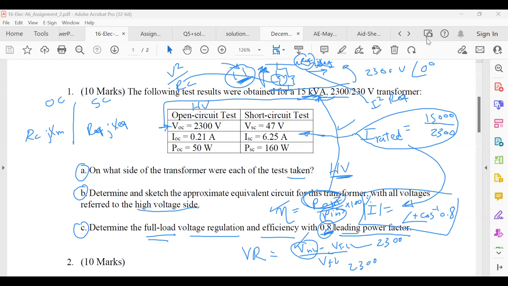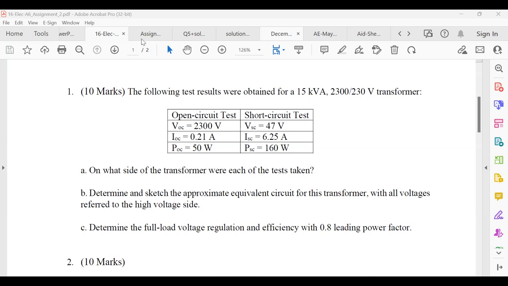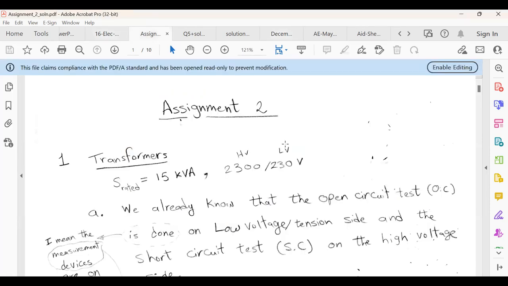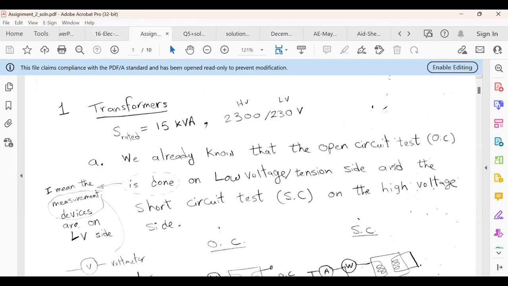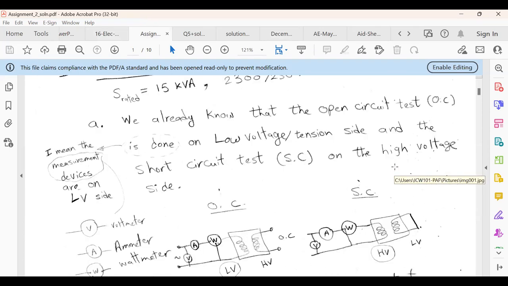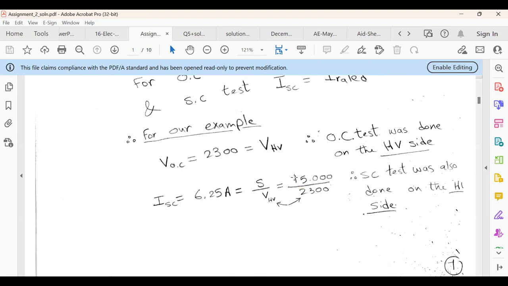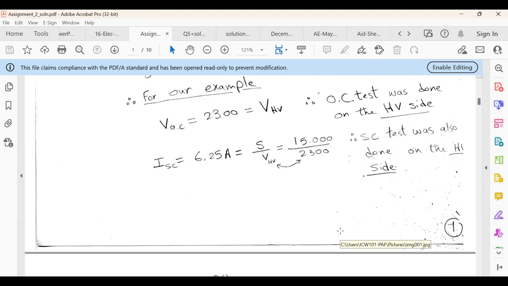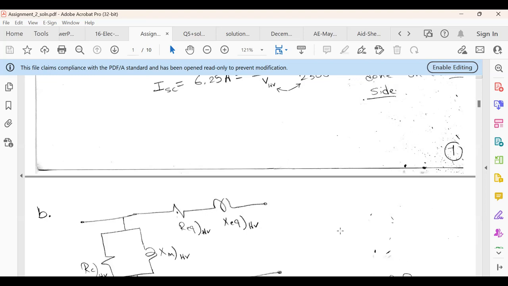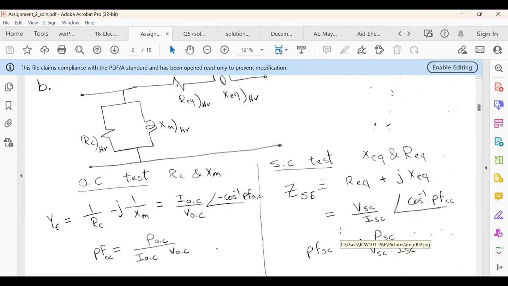So this is the first one. I added more notes here. And if you check, you will find that both happened, like the open circuit test and short circuit test, at the rated, at the high voltage side. And you have to explain the things to make sure that, at least in the exam, they know that you understand the things.